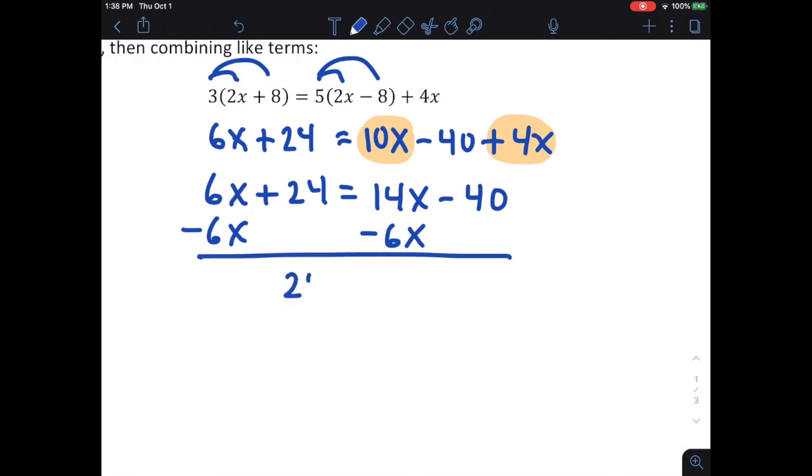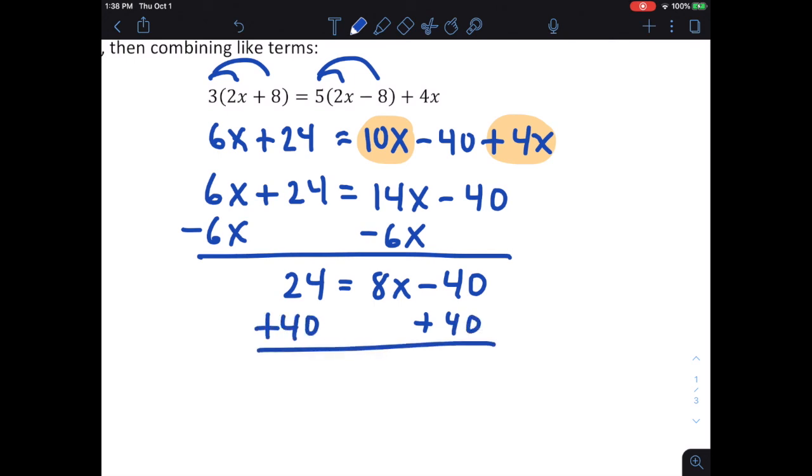So I have 24 equals 8x minus 40. And then I'm going to add 40 to both sides. So I have 64 equals 8x. And then when I divide by 8, I end up with x equals 8.